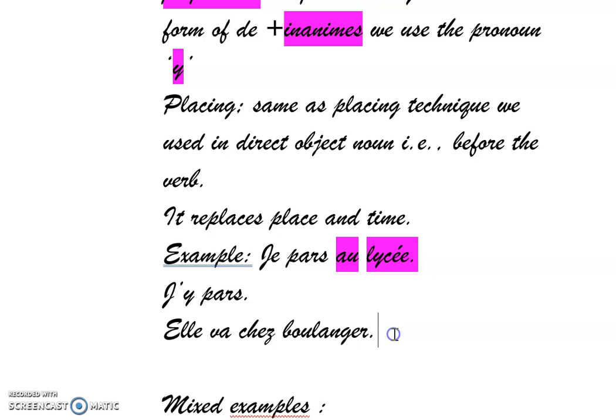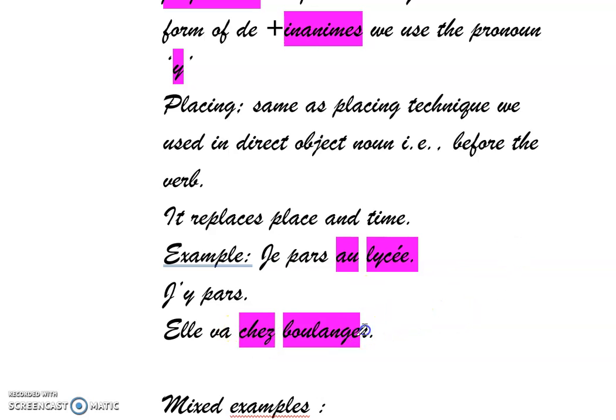Now pause the video and try to do the second one. Try to do it with the steps. So step 1, boulanger is your noun. Step number 2, va is followed by a preposition, and it is chez.